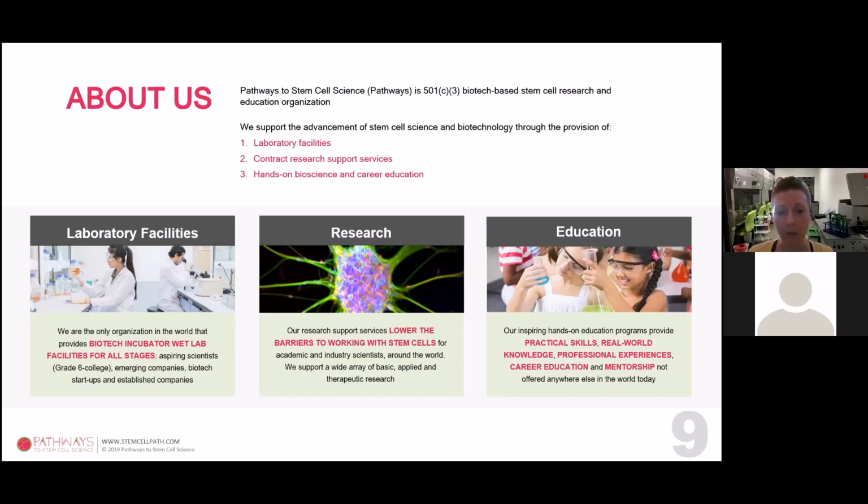And then the third component is the hands-on bioscience and career education. So I would say over 50% of our activities are dedicated to running hands-on programs to teach biotech lab skills with stem cells as the teaching model, developing programs for other organizations, running hands-on community labs, and just generally building the skills of students from even kindergarten all the way up to professional scientists.